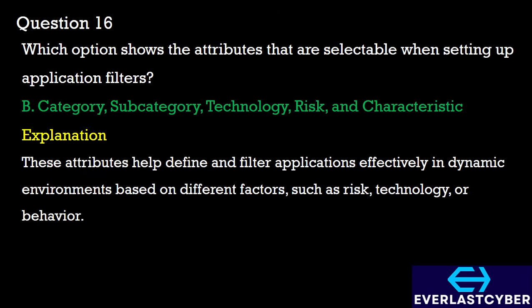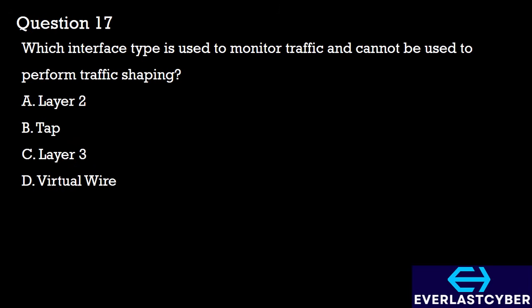Characteristic describes the unique traits of the application, such as whether it requires a session or if it is peer-to-peer. So these attributes help to define and filter applications effectively in dynamic environments based on different factors like risk, technology, or behavior. Question 17. Which interface type is used to monitor traffic and cannot be used to perform traffic shaping? A. Layer 2. B. TAP. C. Layer 3. D. Virtual wire.